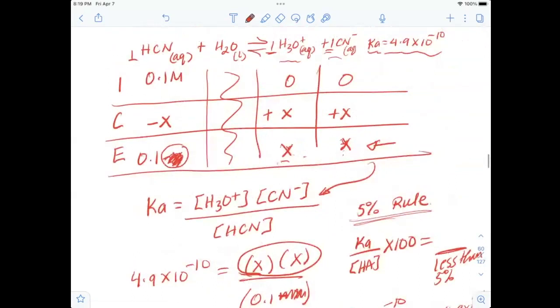So I go back in here. Remember, this is a placeholder. Erase that, erase that, erase that.